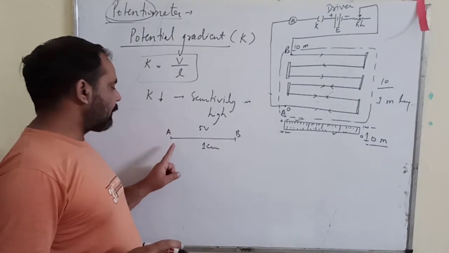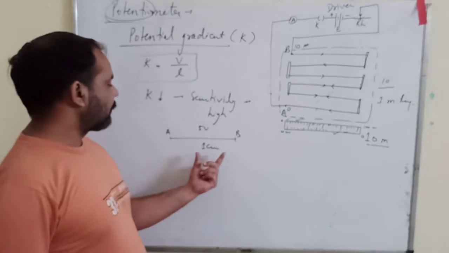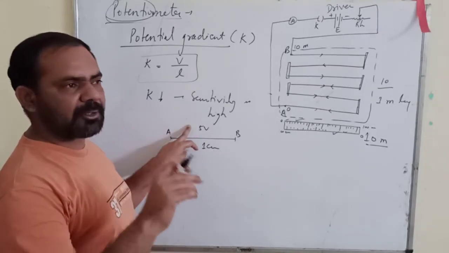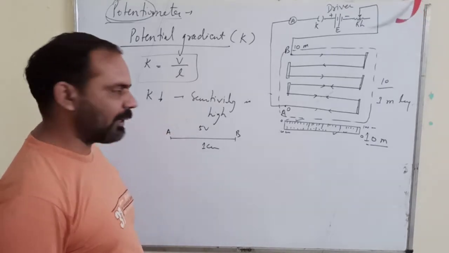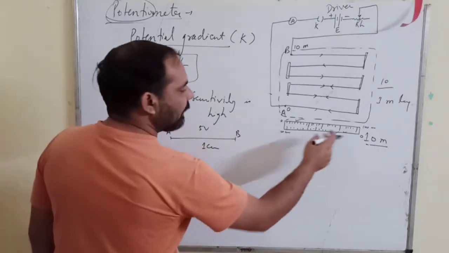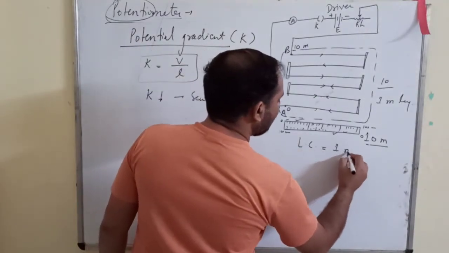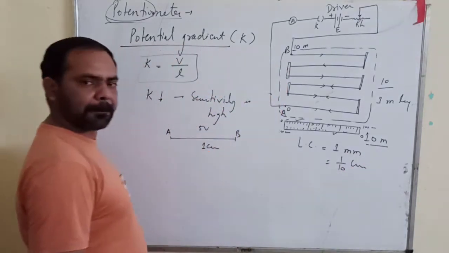Suppose a drop of 5 volt is there between A and B, and the gap between A and B is 1 centimeter. It means there is a potential drop of 5 volt over a length of 1 centimeter. Now we are using a meter scale, and the least count of this meter scale is 1 millimeter. That means 1 upon 10 centimeter, right?